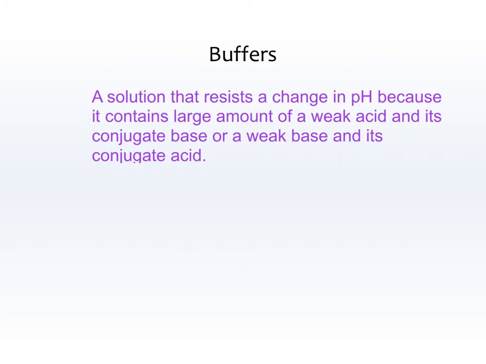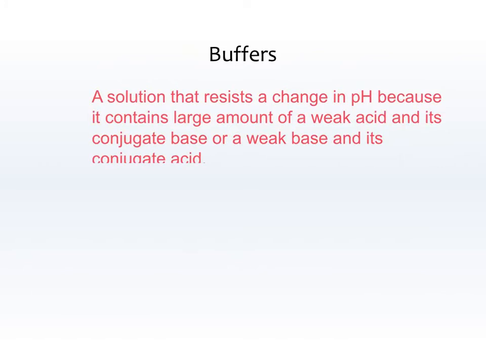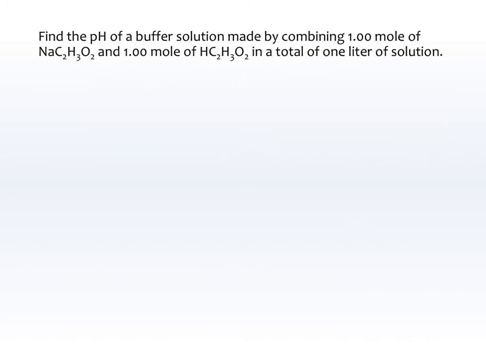A solution that resists a change in pH because it contains large amounts of a weak acid and its conjugate base, or a weak base and its conjugate acid. Let's look at a math problem containing this. Find the pH of a buffer solution made by combining 1 mole of sodium acetate and 1 mole of acetic acid in a total of 1 liter of solution.